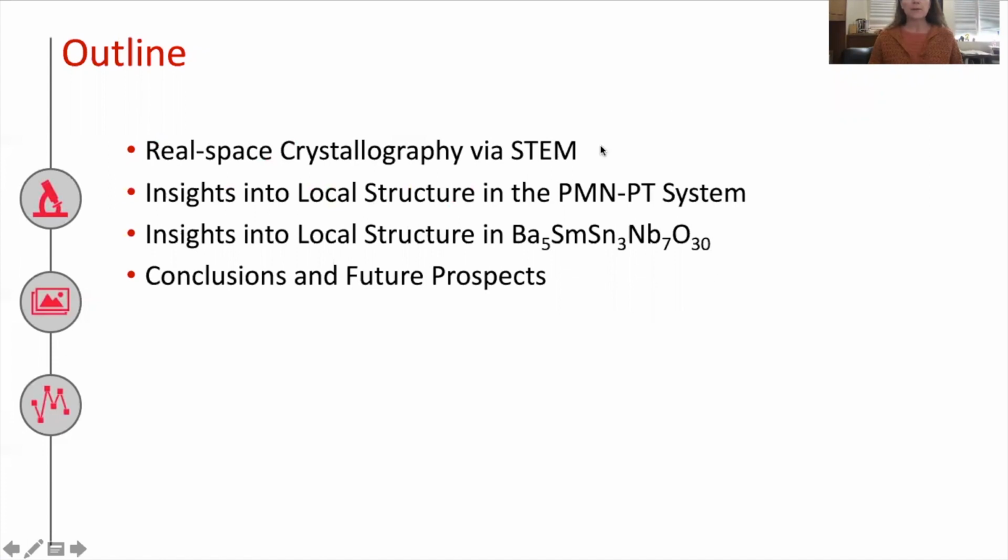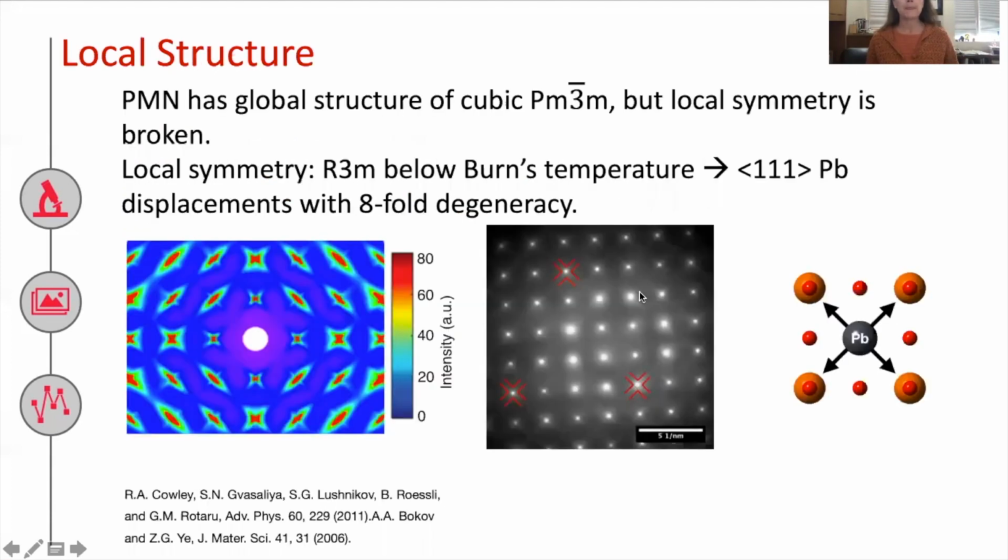I'm going to give a couple of examples that really focus on what we've done over the past about 4 years in collaboration with the LeBeau group on the PMN system in particular. And we've also done some work on PMN-PT. And then where we're moving and working on right now, where there are more challenges with more complex crystal structures beyond the perovskite structure, is looking at some tungsten bronze systems.